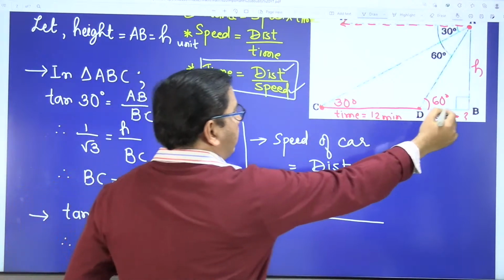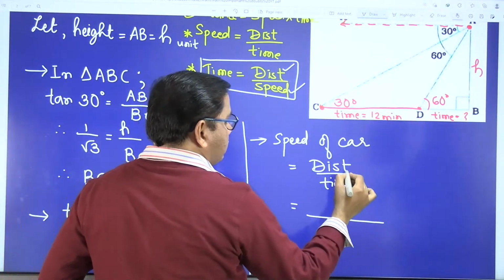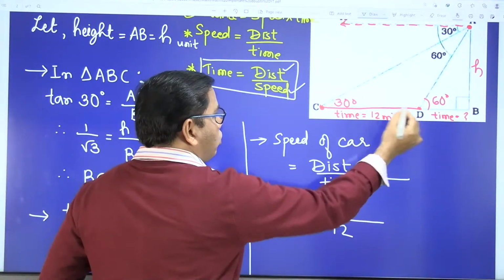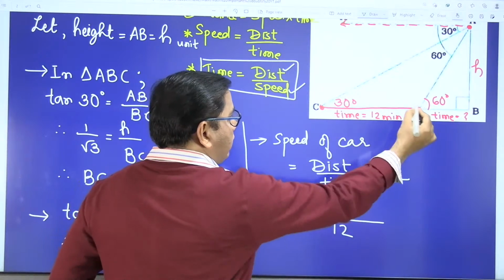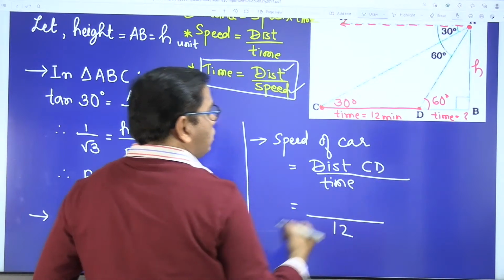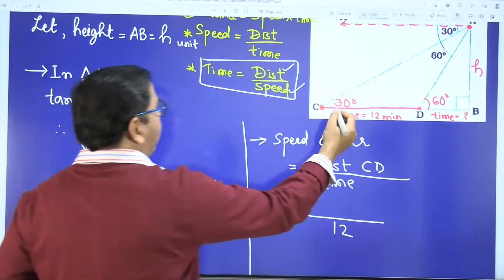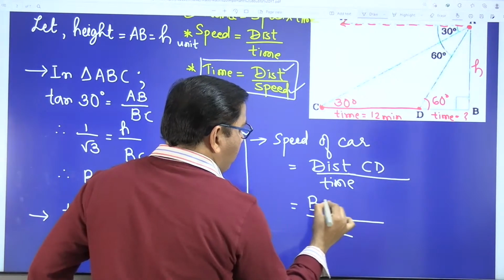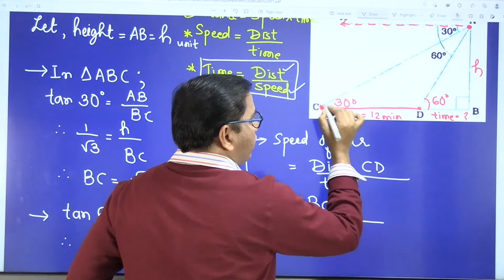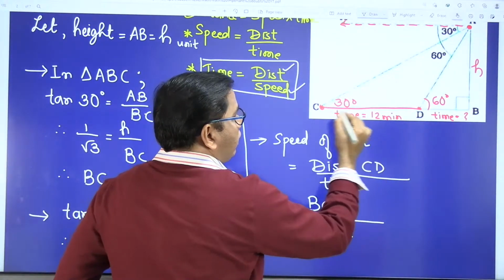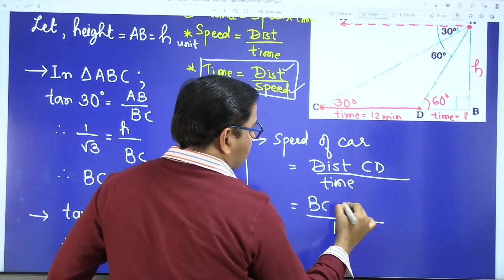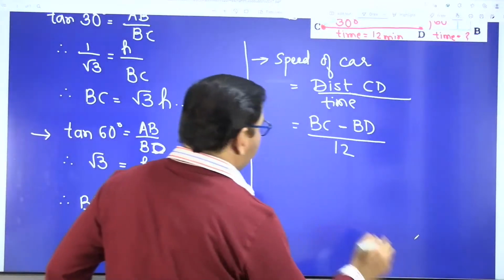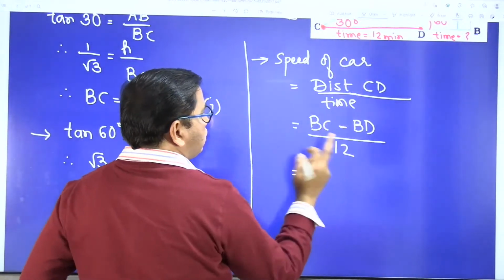So distance is what? Let us consider distance CD, because we know the time is 12 minutes. The time is 12 minutes when the distance covered is CD. So can I find out distance CD, or how can I find out distance CD? Here CD is BC minus BD, look here, the property of betweenness. Distance CD is equal to BC minus BD. I have both BC as well as BD, so by subtracting that, I will find out. And the time is 12 minutes.